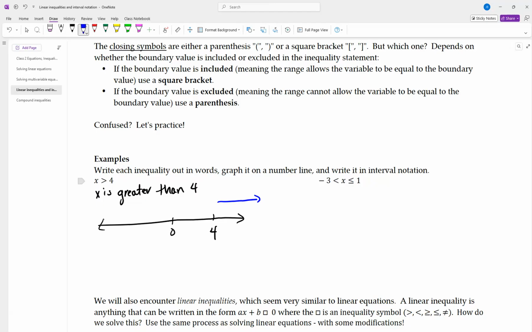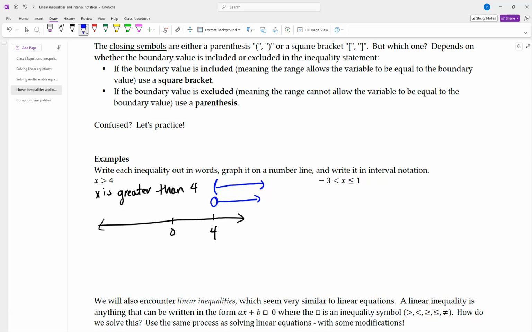And then here, if it's greater than 4, that does not include 4. And so I would use an open dot for that, meaning that value is excluded. If it was included, I would use a filled in dot. This notation is acceptable. You can also use a parentheses for that, and then extend forever to the right.